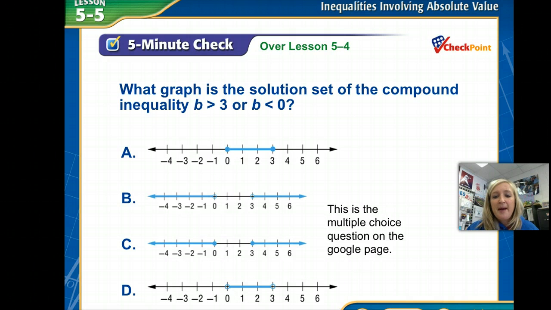We are going to start right off the bat with our multiple choice question on the Google page. So which graph is the solution set of the compound inequality b is greater than 3 or b is less than 0? A, B, C, or D? Make sure you record your answer in the Google form at the end of the video.